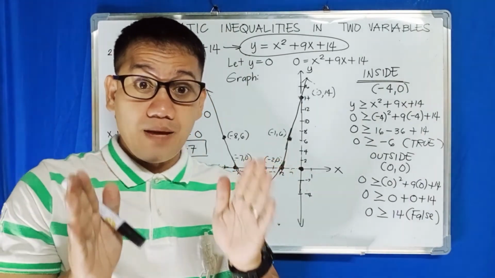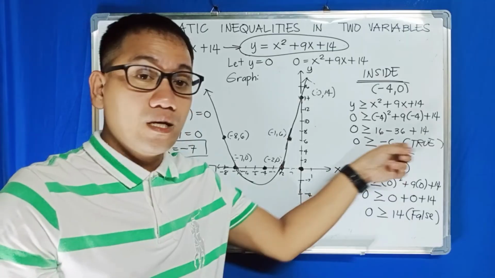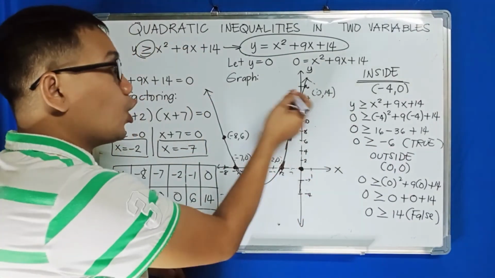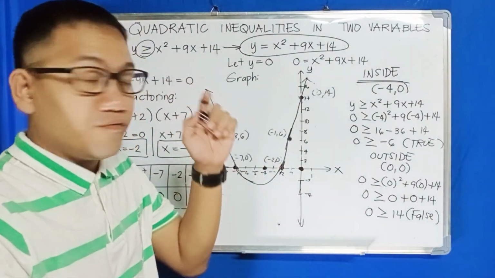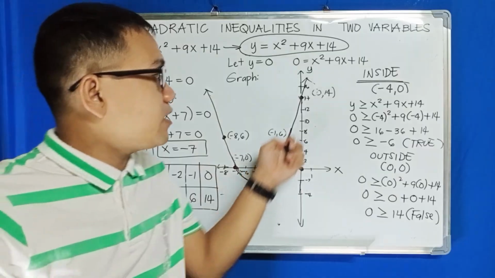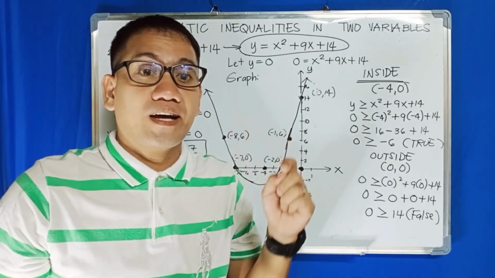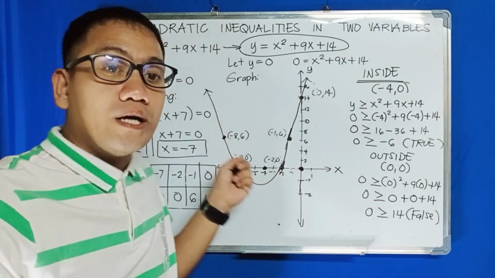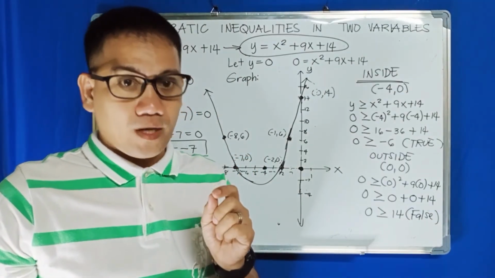So here, we were able to test a point inside the parabola and it satisfies our inequality. This means points that are inside our parabola are all solutions of our quadratic inequality. And of course, if we still remember, we connected our ordered pairs with a solid line, and it also means that all points that are along our parabola are considered also solutions of our quadratic inequality.